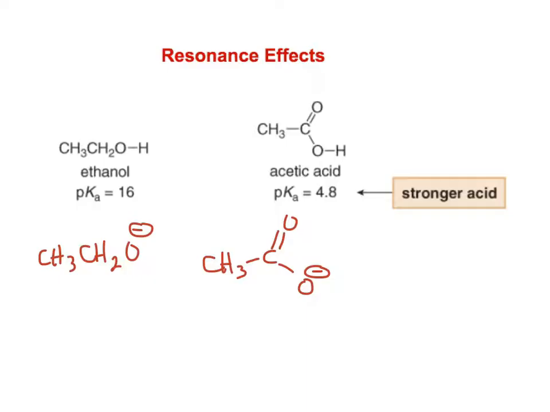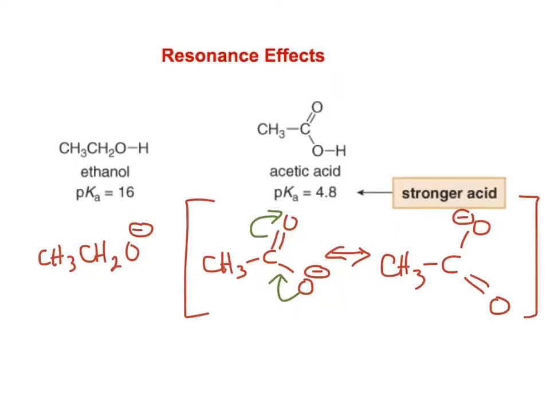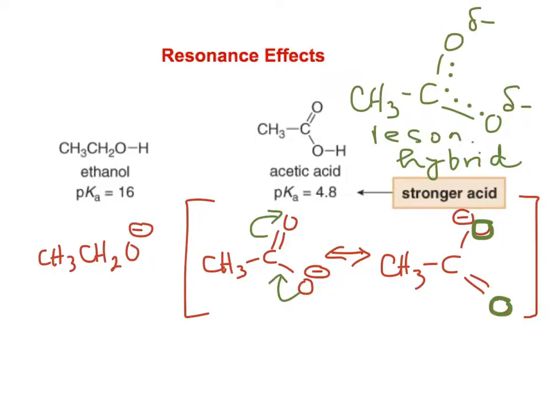For the acetate ion, we can write another resonance structure if we push electrons from this oxygen towards the carbon and make a double bond here. If we do so, we have to move this pi bond onto the other oxygen, and now that oxygen bears a negative charge. The negative charge in this molecule is in this way delocalized over two oxygen atoms and spread over a larger surface. We also learned previously that additional resonance structures bring extra stability to the molecule, and therefore acetic acid is more acidic than ethanol.